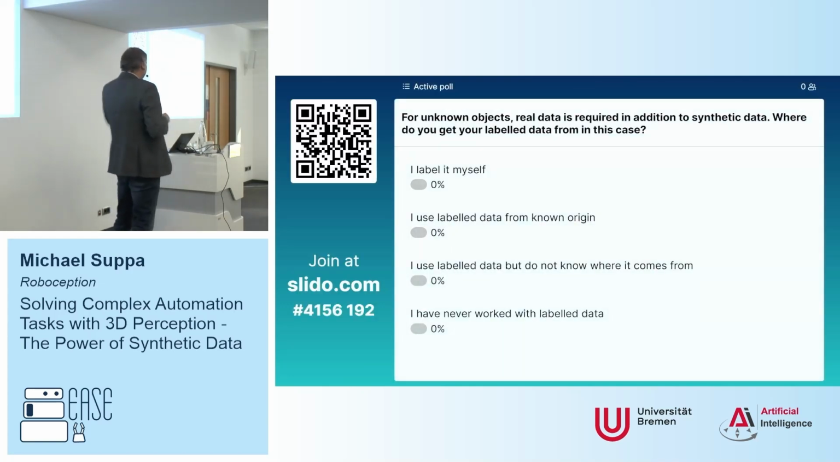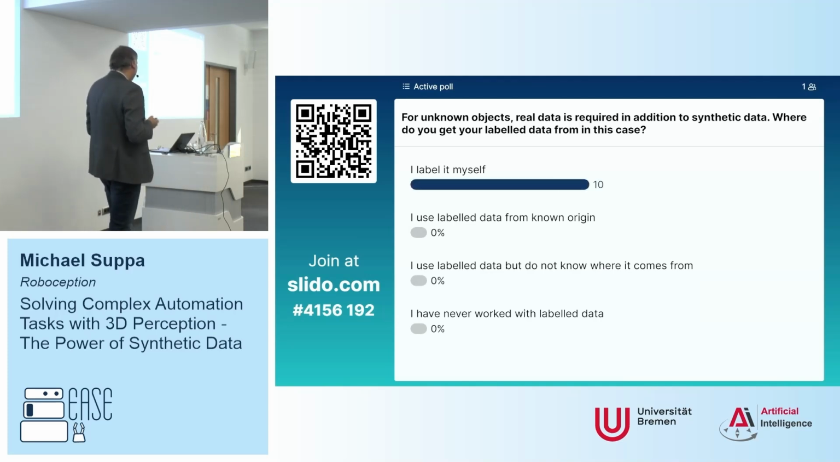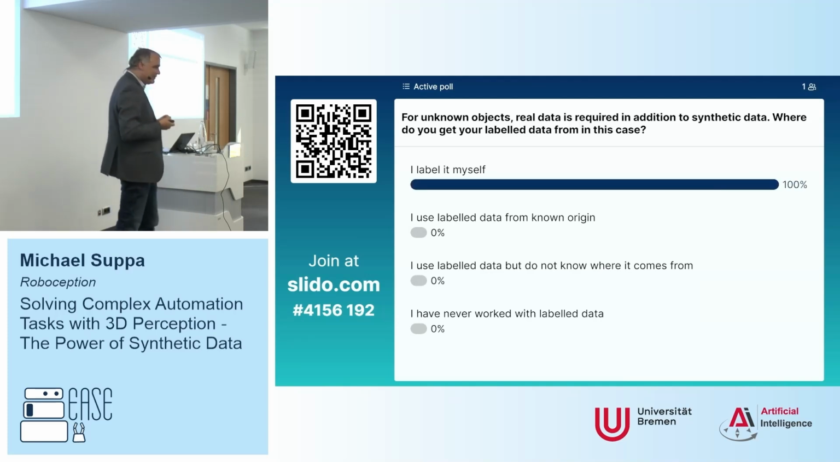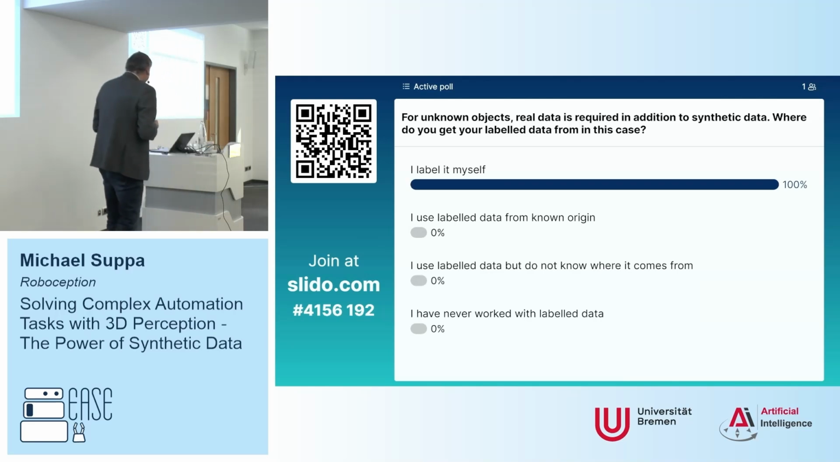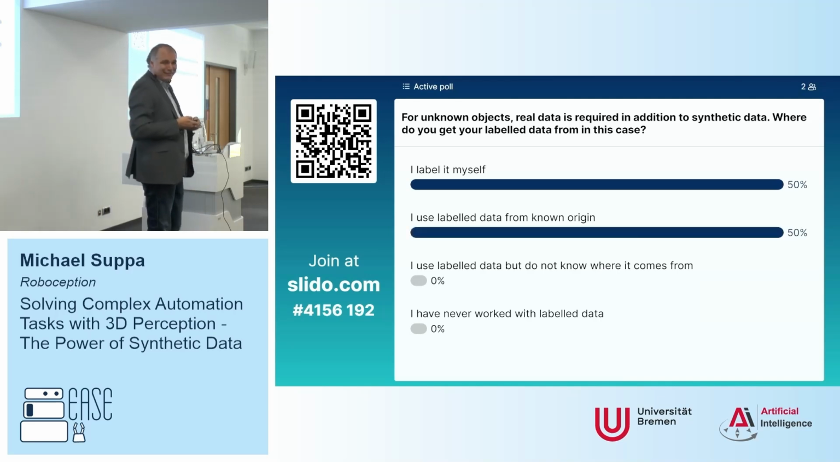So basically, for unknown objects, real data is required in addition to the synthetic data. Where do you get your labeled data from in this case? I labeled it myself. I use labeled data from a known origin. I use labeled data, but I don't know where it comes from. I mean, some people just do. And I've never worked with labeled data. So I think that should cover all of you.